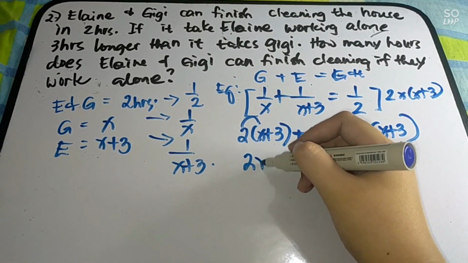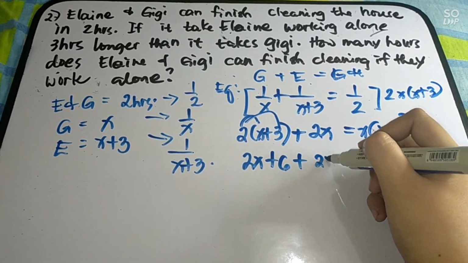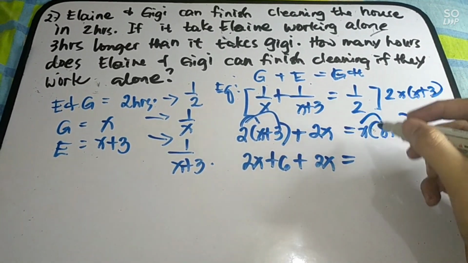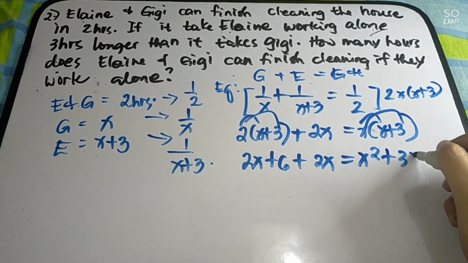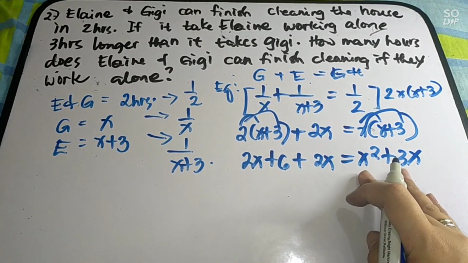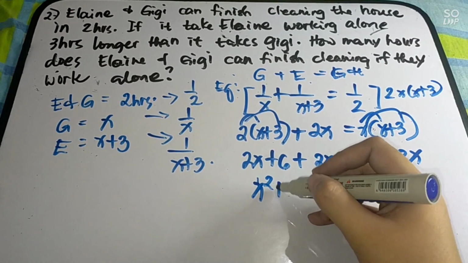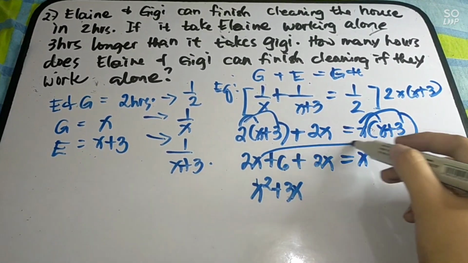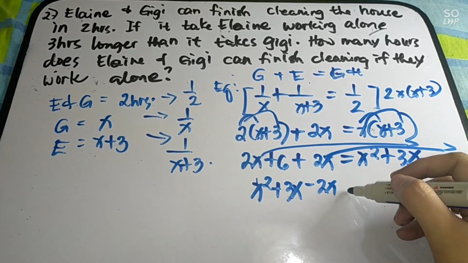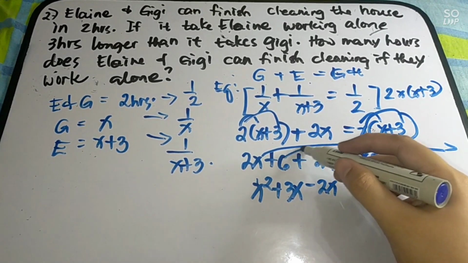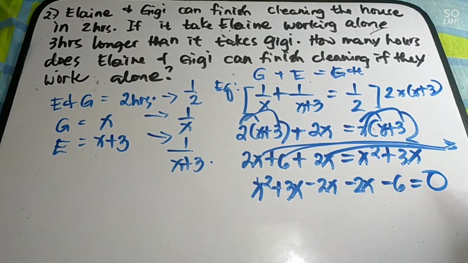Distribute. 2x, 2 times 3, we have plus 6. Just copy plus 2x is equal to x times x, that is x squared. X times 3, that is plus 3x. Then, since x squared dito ay positive, ito na ilipat natin sa kabilang side. Just copy x squared plus 3x. Lipat mo doon si 2x, magiging minus 2x. Lipat mo doon si positive 6, it becomes negative 6 is equal to 0.